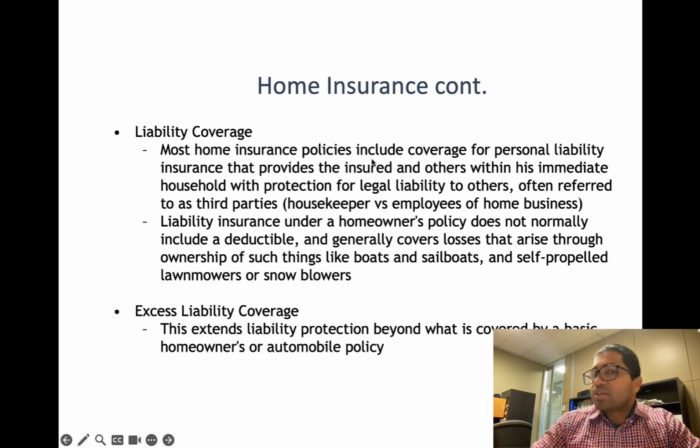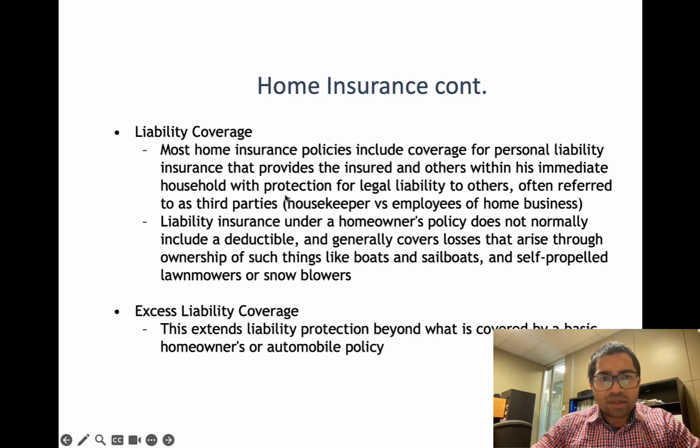Most home insurance policies include coverage for personal liability insurance that provides the insured and others within the immediate household with protection for legal liability to others, often referred to as third parties. Example: housekeepers versus employees of a home business.